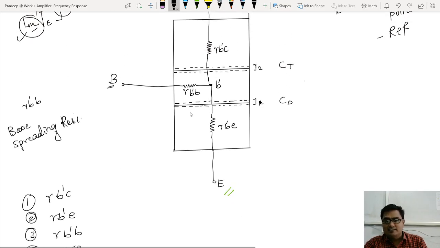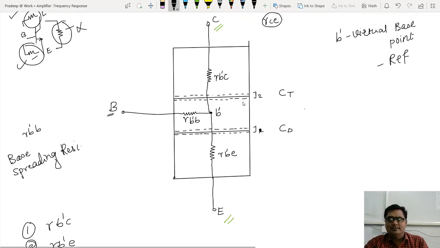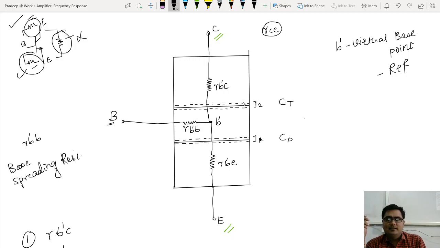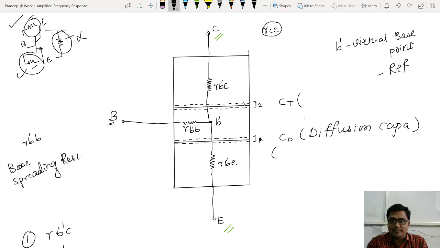Now how many capacitors are there? Okay, now come towards the capacitor. When a transistor is used in an amplifier, basically it goes into the active region. In the active region, junction J2 is reverse biased and junction J1 is forward biased. The junction which is in forward bias shows a capacitance, that is diffusion capacitance. Let me write the name, diffusion capacitance. And the junction which is in reverse bias shows a transition capacitance. I will write a name here.